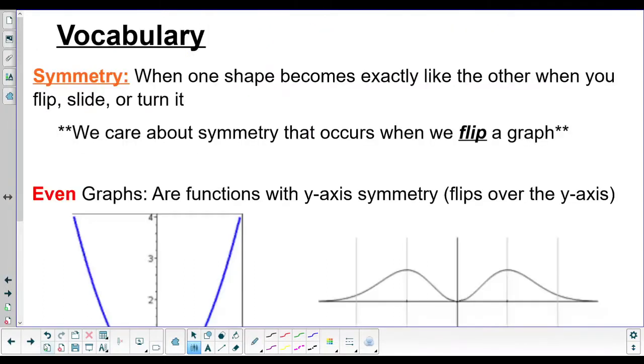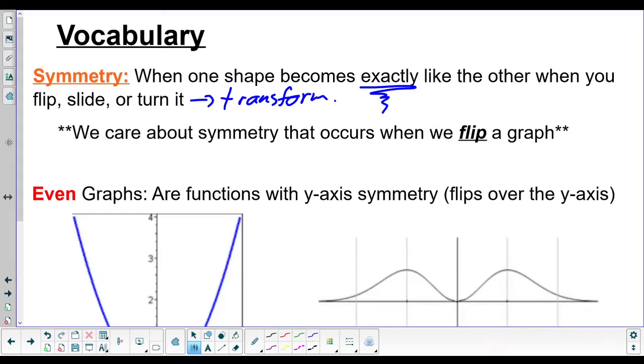Let's look at vocab first. So you're going to say, Mr. Barton, I've heard the word symmetrical before, but what does it mean when we talk about it in math? So symmetry is when one shape becomes exactly, being a key word here, like another shape when you flip it, slide it, turn it, in general, just transform it. So anytime we do a transformation and you get the exact same thing back, we say that there's some symmetry there.